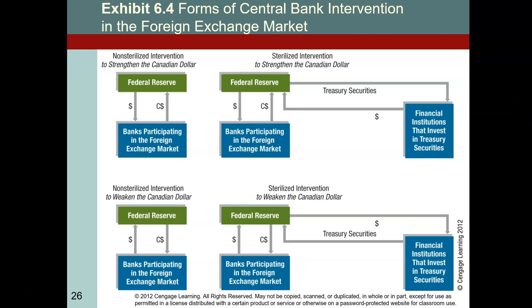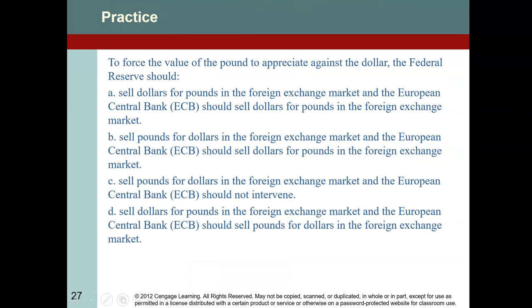Okay, let's look at some practice problems here. To force the value of the pound to appreciate against the dollar, the Fed Reserve should A. Sell dollars for pounds in the foreign exchange market, and the European Central Bank should sell dollars for pounds in the foreign exchange market.